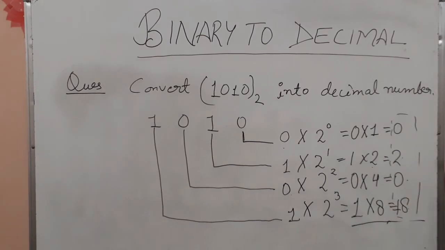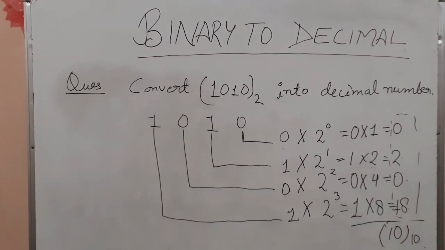Now for getting the final answer, we will add all these products. 0 plus 2, 2. 2 plus 0, 2. And 2 plus 8, 10. And as it is a decimal number, I will mention its base as 10. So I am repeating it again. First, we will add all these products to get the decimal number.